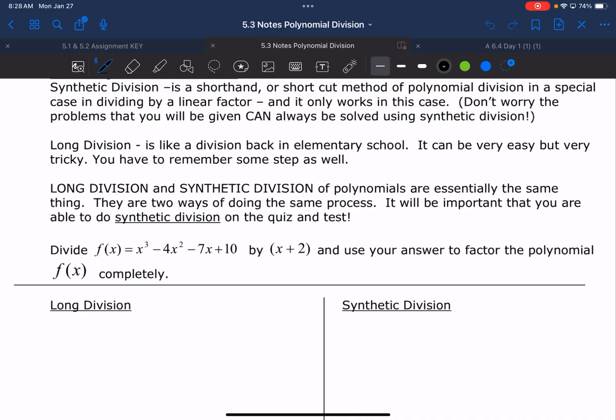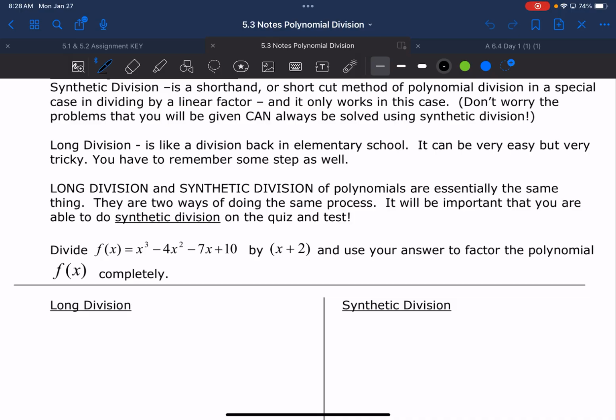I'm assuming it'll probably be synthetic, but it would be your decision which one you want to do. Make sure you get the hang of at least one of them so that when it comes time for our quiz later this week, you know how to perform at least one method, because I will let you choose your method. Okay?